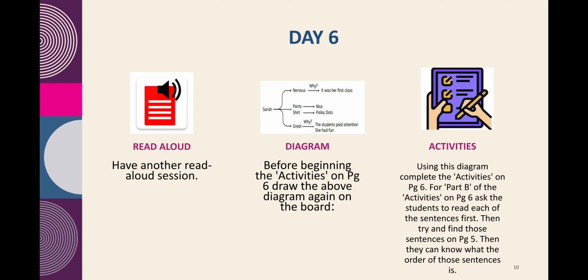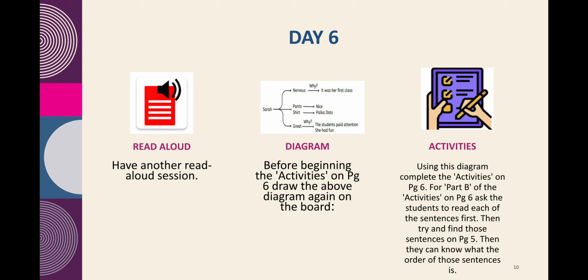So a whole sentence, so that the students get accustomed with different words of English, with the sounds of English, and with the sentences of English. See here, I have provided you with the picture of the diagram before beginning the activities on page 6. Page 6, there are reading comprehension activities. Draw the above diagram once again on the board. This diagram will help the student to do the activities. And then, using this diagram, complete the activities on page 6.